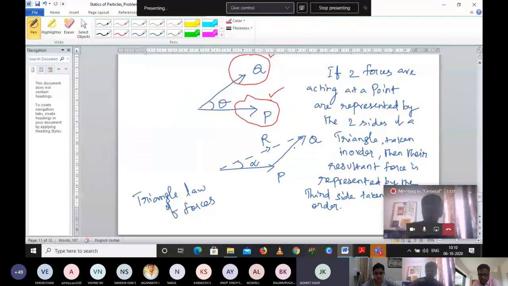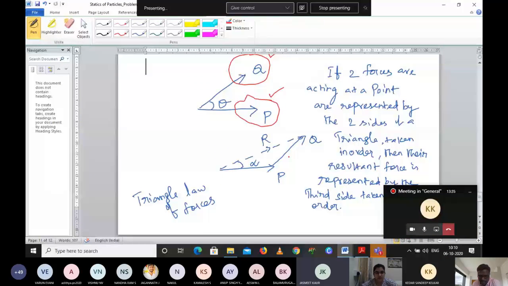As Kedar explained well, thank you, Kedar. These are the two sides of the triangle, and the third one is the resultant, as he said. As per engineering mechanics, the definition is, please take down: if two forces are acting at a point. Am I audible? Is it clear? Yes, sir, it's clear.